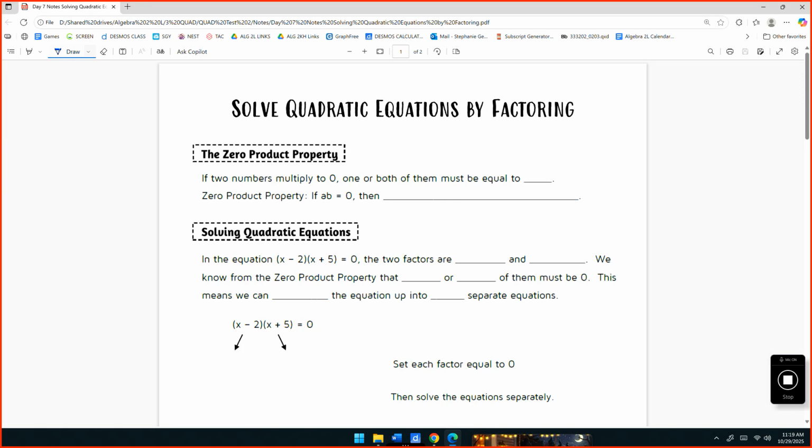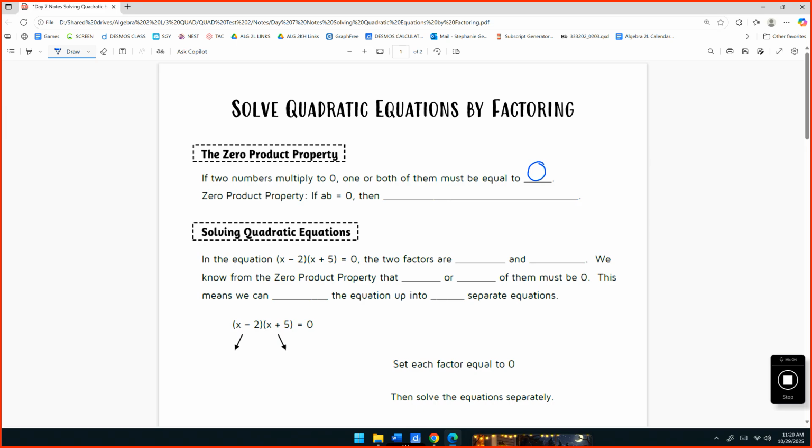Common sense property, okay? If you multiply two things together and the answer is 0, what do you know about one of those two things that you just multiplied? One of them must be 0. Yeah, it's common sense. It's called the zero product property. So if two numbers multiply to 0, one or both of them must be equal to 0.